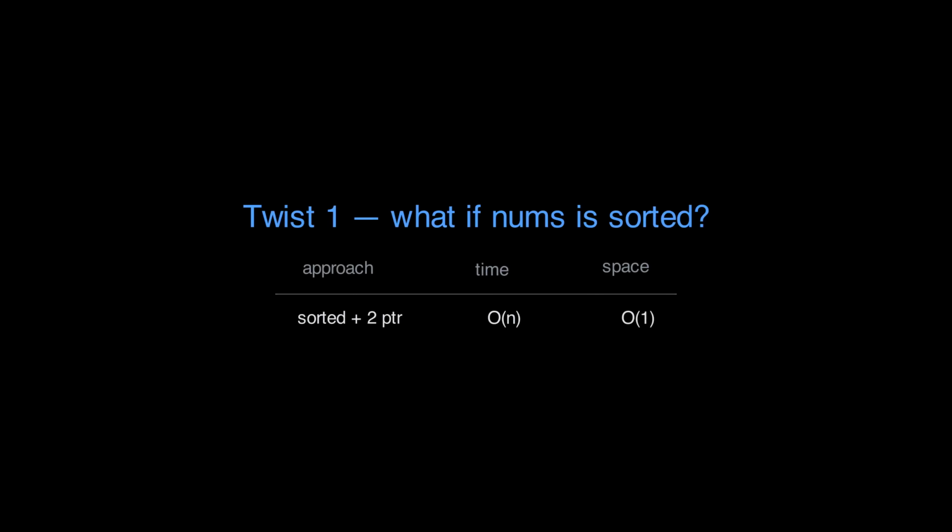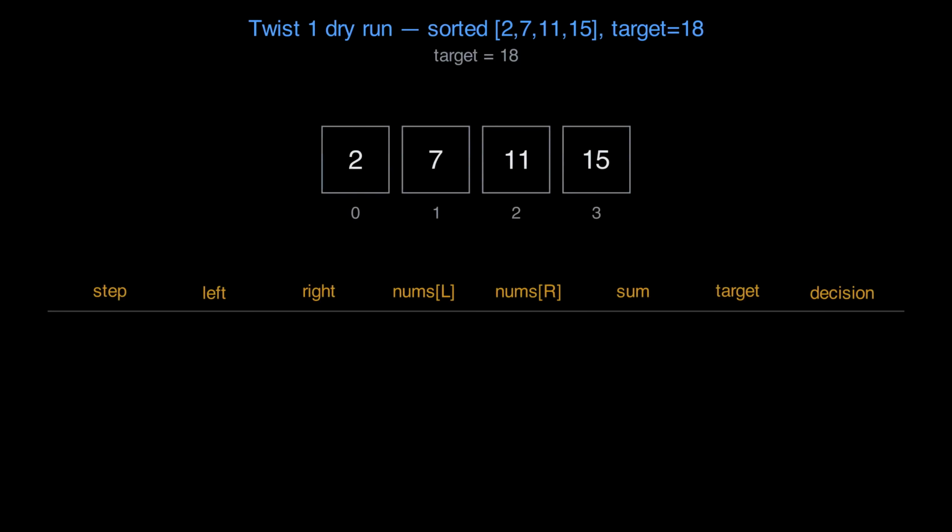Quick follow-up. Suppose the input is sorted. Can you do better on space? If it's sorted, yeah, the map isn't necessary. I drop it and use 2 pointers, one at the start, one at the end. If the sum is too small, advance left, too big, retreat right. Linear time, constant space. Trace it on a small sorted example, so I see the pointer moves.